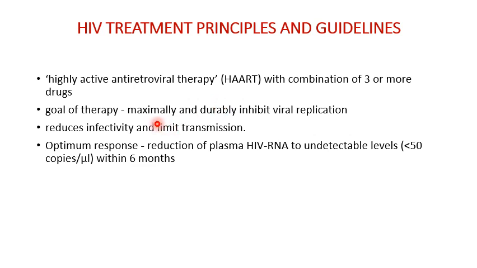The goal is actually to maximally and durably inhibit the viral replication. So the goal is to reduce the viral replication as far as possible, and also to reduce the infectivity and limit the transmission. When the viral load is reduced, you are reducing the infectivity and also the transmission. We call it an optimum response to treatment when the plasma HIV RNA falls to an undetectable level, that means less than 50 copies per microliter within a period of 6 months. Then we call it an optimum response to your ART therapy.